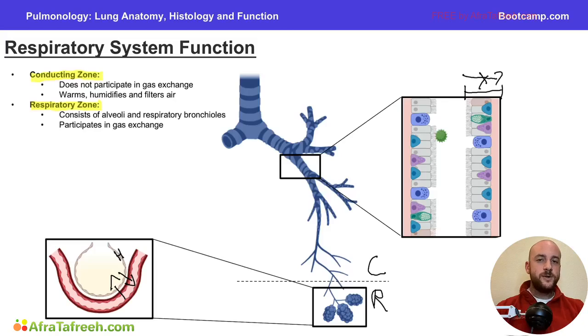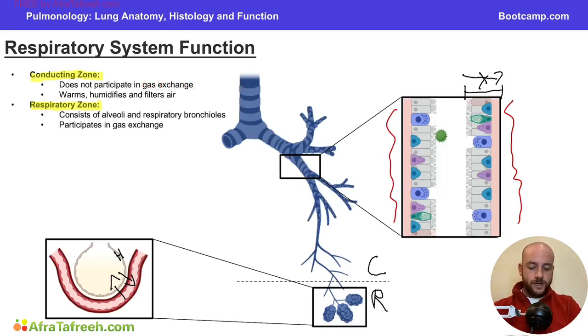Now, the conducting zone doesn't just conduct air. It also has three other functions. It has blood vessels that run deep to the epithelium, and those blood vessels contribute some heat to the air that passes through the airway. And so the conducting zone warms the air.